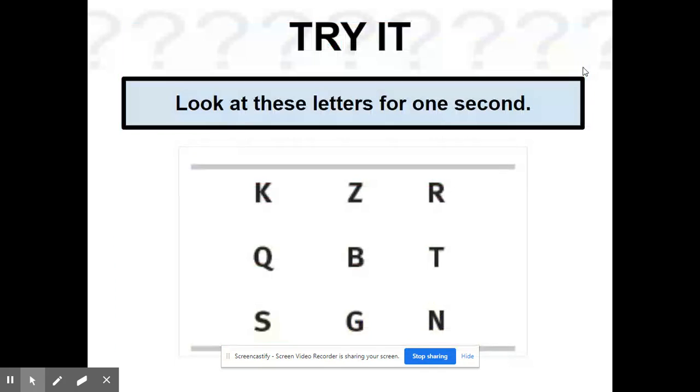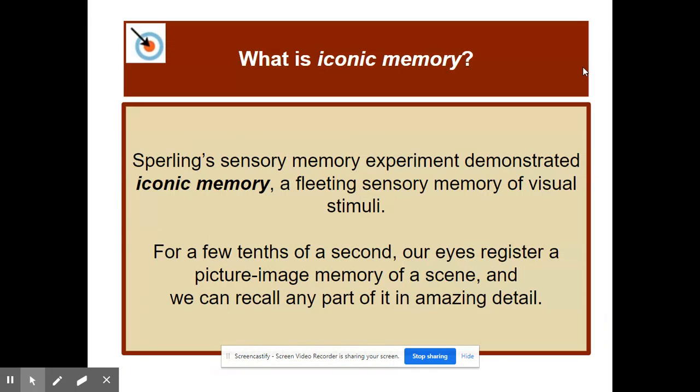There's what we call iconic memory. This is fleeting sensory memory of visual stimuli. For a short second, for a few seconds, we can register the exact representation of a scene and recall it in great detail. So this is also referred to as momentary memory. Some would refer to this as photographic memory. Think of an icon. It's an image.